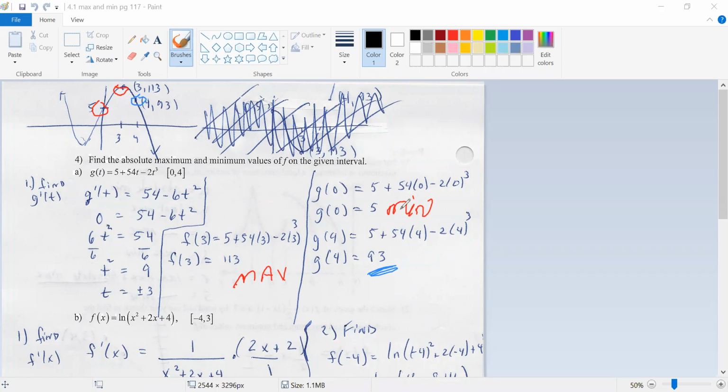All right, part B, do that one. Find the absolute max and min values on that given interval using the closed interval method. Pause the video, and when I come back, I'll explain it.